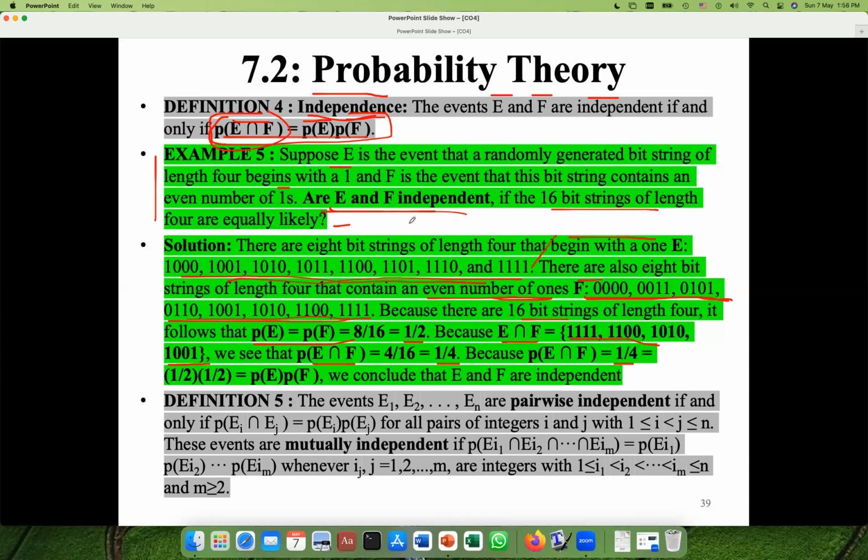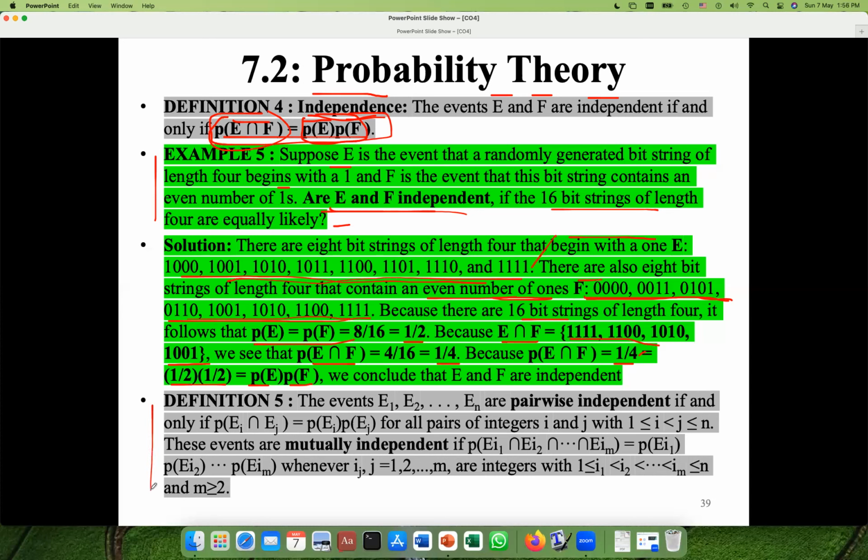Can you write this probability as the product of the probabilities of E and F? Yes, you can. 1 over 2 times 1 over 2 is equal to 1 over 4. So it means that the probability of E is half and the probability of F is half. So you have to solve this question like that.